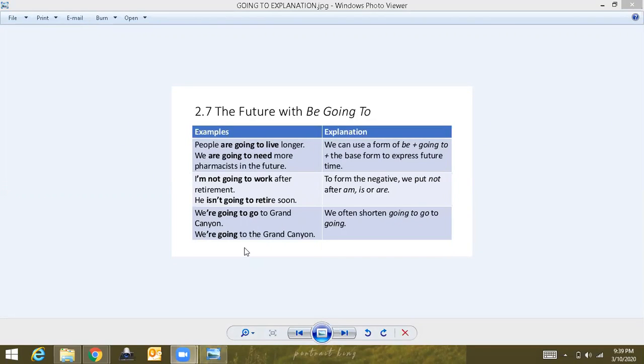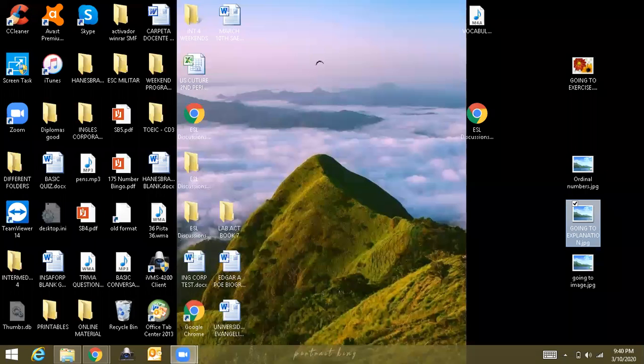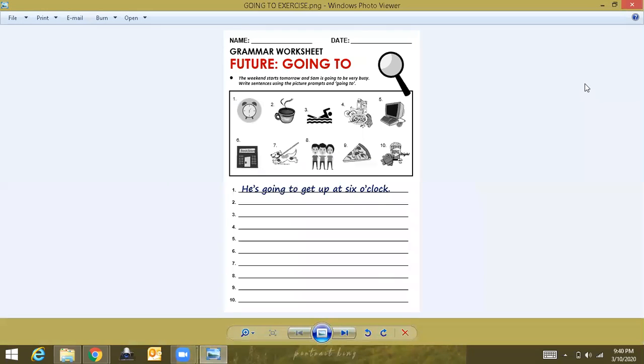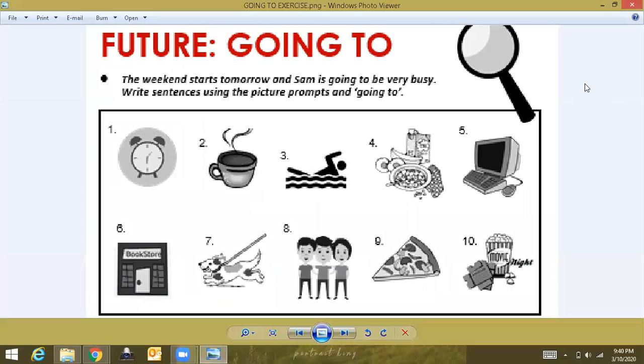So this is the explanation. Ahorita le voy a poner una imagen en la cual usted va a estar trabajando y va a estar haciendo los ejercicios. Are we ready? I guess so. Okay, do you see the picture? Yes. Okay, good. I need a volunteer to read the instructions, please.